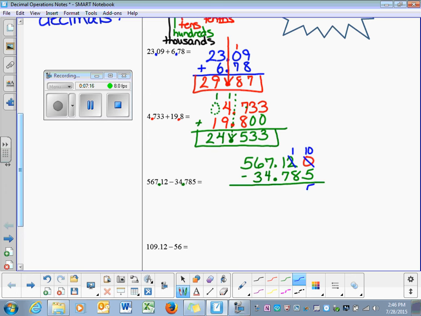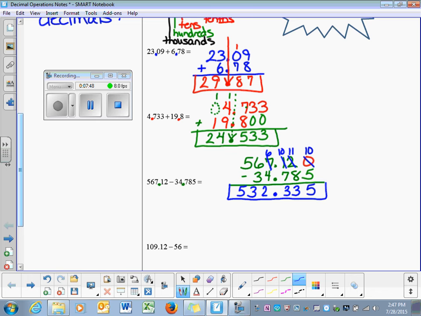10 minus 5 is 5. 1 minus 8, I'm going to have to regroup. 11 minus 8 is 3. 0 minus 7, I'm regrouping again. 10 minus 7 is 3. Make sure those decimal points are lining up beautifully. 6 minus 4 is 2. 6 minus 3 is 3. And 5 minus nothing is 5.